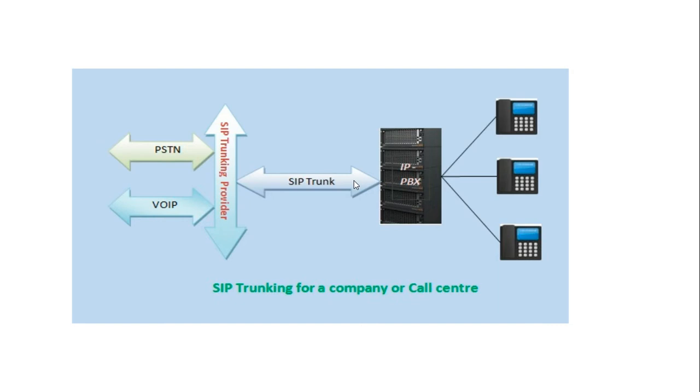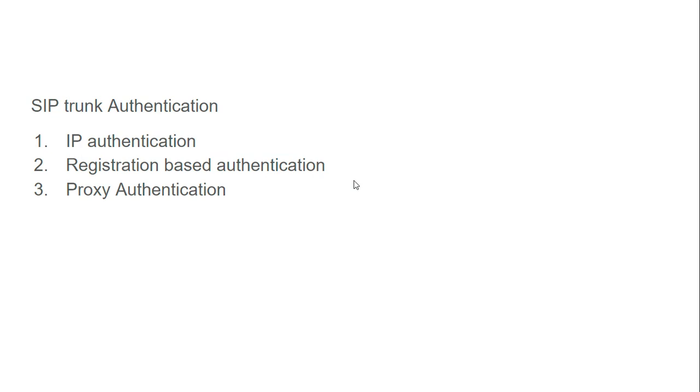So let's see what are the various kinds of authentication possible in SIP trunk. When you get a SIP trunk from your provider, be it over public IP or over private IP, there are three possible cases where your provider allows IP based authentication, or registration based authentication, or proxy authentication.